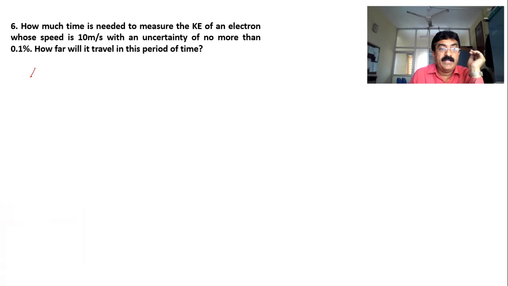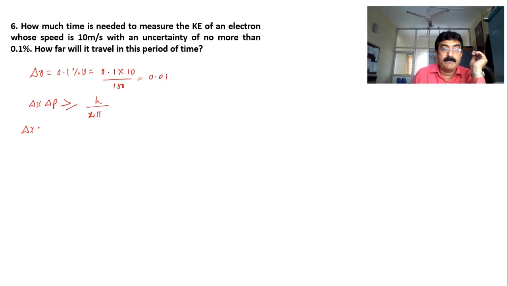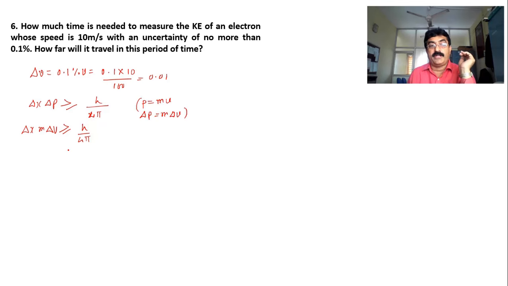Well, first of all, delta V we have to calculate. It is 0.1% of V, that is 0.1 into V is 10 divided by 100. It comes out to be 0.01. Now delta X into delta P greater than or equal to H divided by 4 pi, and this delta P can be written as M into delta V, that is greater than or equal to H by 4 pi. Why is it M into delta V? I do it here. P is equal to MV, delta P differentiate, it becomes M into delta V. I hope you got it. So we cannot differentiate M because M is constant.